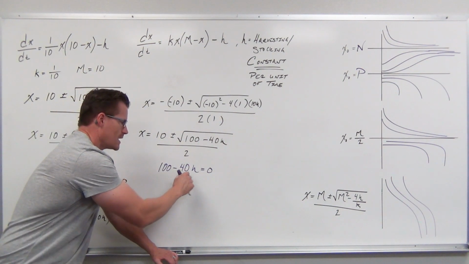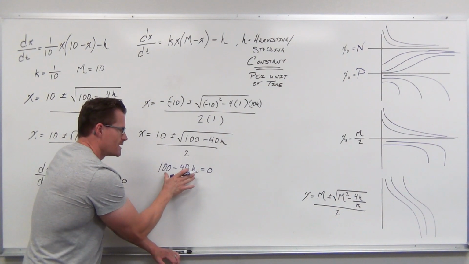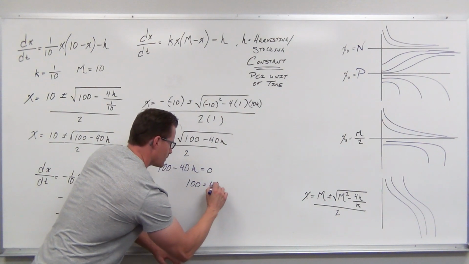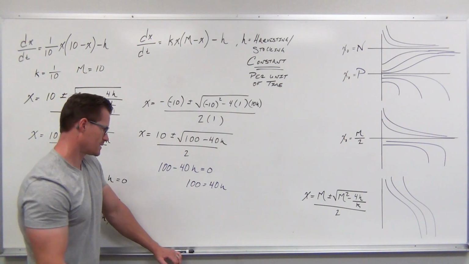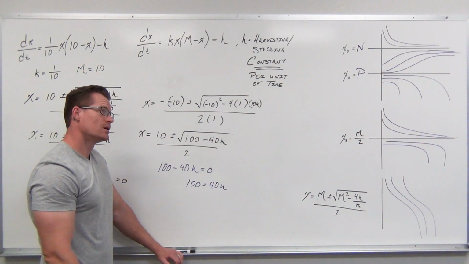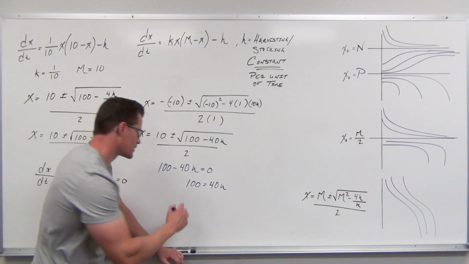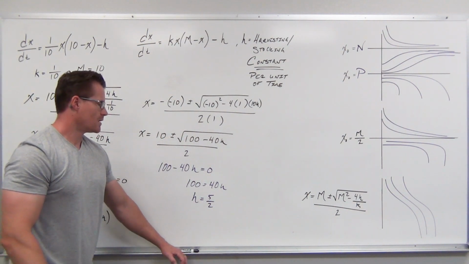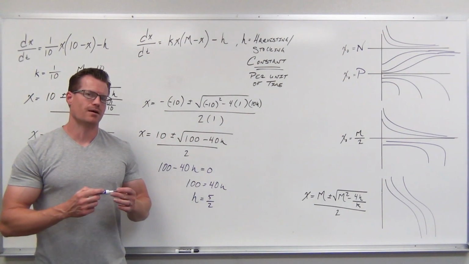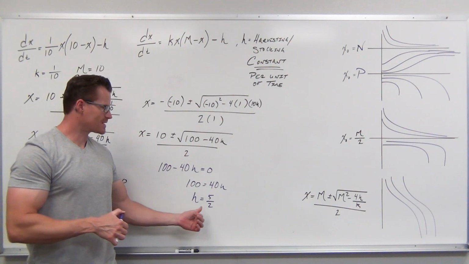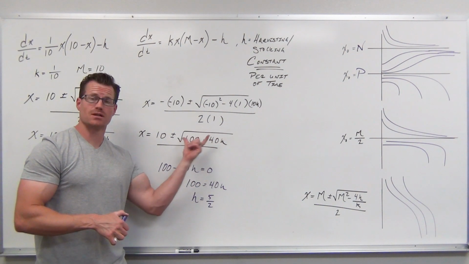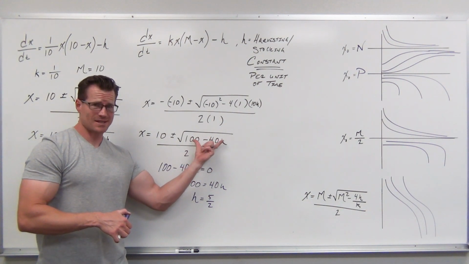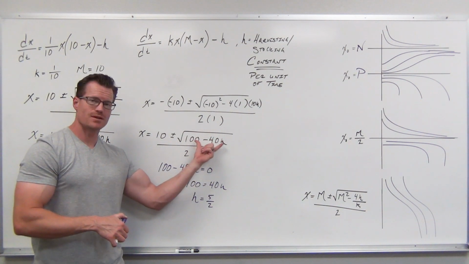But if this h, so let's solve for it right now. 100 minus 40h equals 0, so h is 100 divided by 40, which is 5 halves. If our h is exactly 5 halves, what's going to happen? If this is exactly 5 halves, this is 0. Let's say h is more than 5 halves. If h is more than 5 halves, this is negative. If h is less than 5 halves, this is positive.